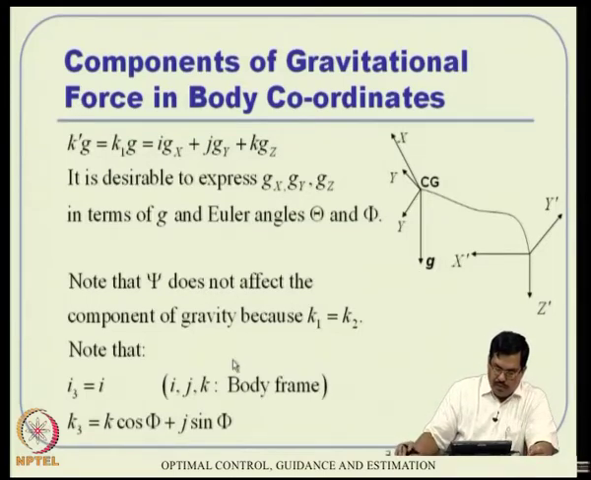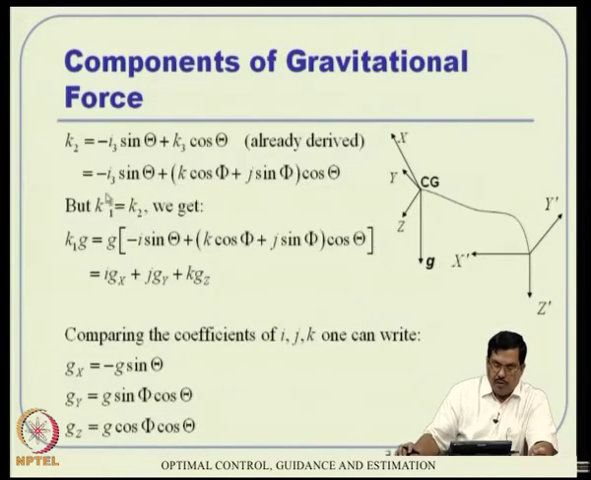What you see here is that your i3 is again i. That is ultimately your body axis, the final rotation, and k3 is equal to k times cos phi plus j times sin phi. And k2 is the other one. So, k3 and k2 are like this, a function of theta obviously, and theta is related to i and k.